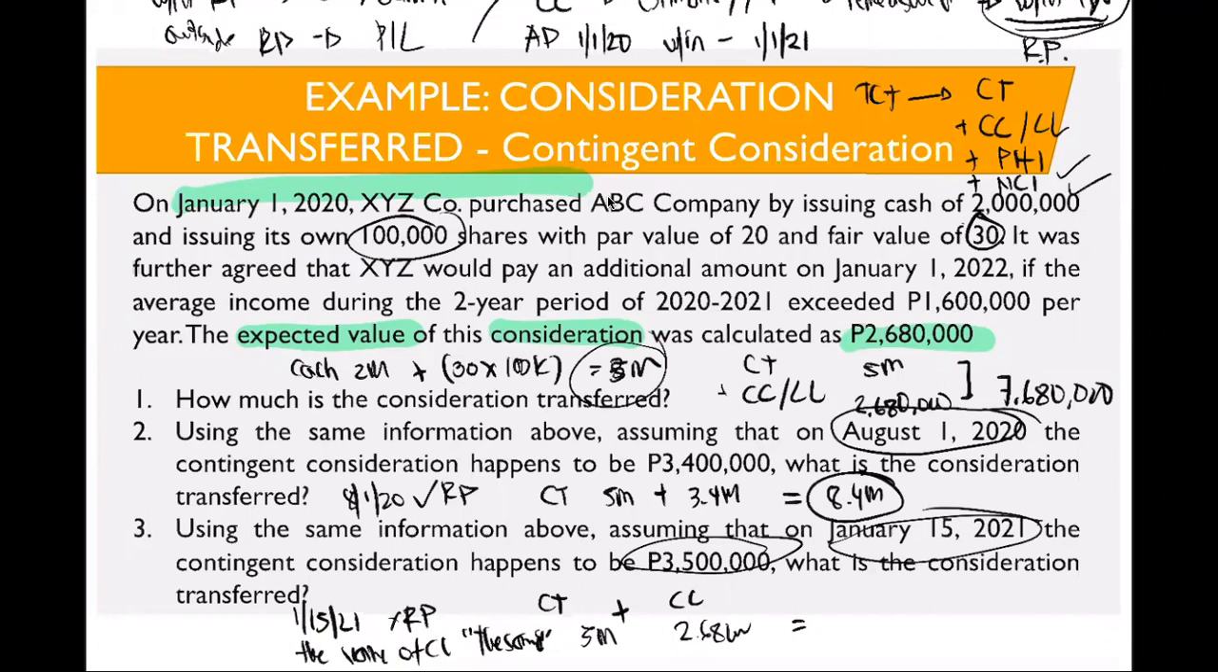What then is our answer here on your total consideration transferred? It is 7,680,000 pesos. So here in number 2, it is within. In number 3, it is outside. Take note, if it is within, we need to change the value of your consideration transferred. So it's now 3.4 million. But if it's outside, we will not change the value of our consideration transferred. Okay? So that is for contingent consideration.